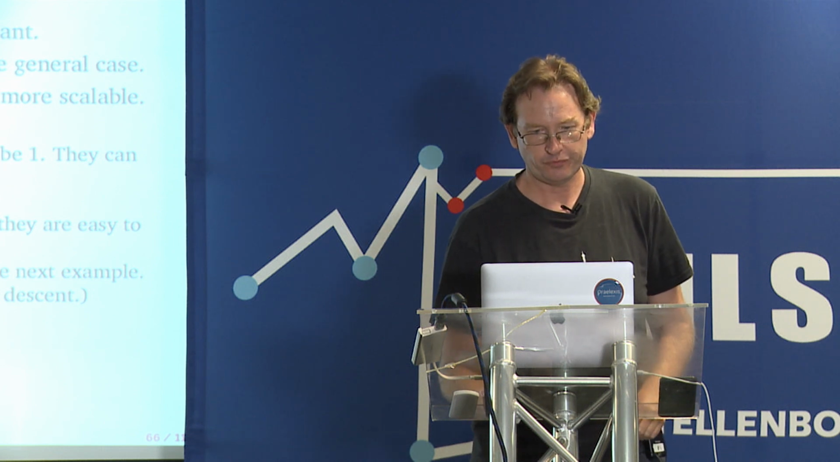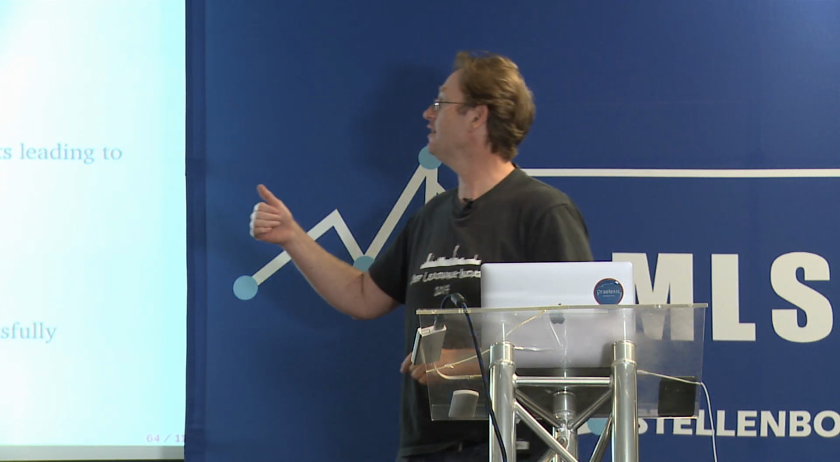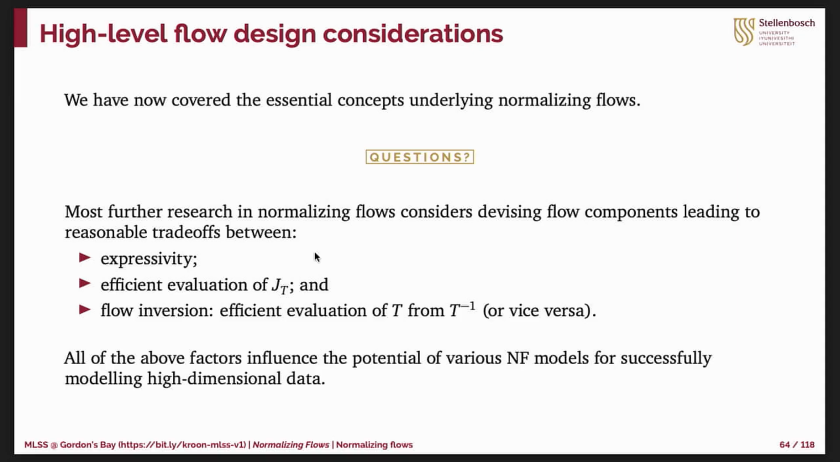Okay, so 3 things: expressivity, efficient evaluation of the Jacobian and/or its determinant, and efficient evaluation of T from T inverse. In other words, flow inversion.